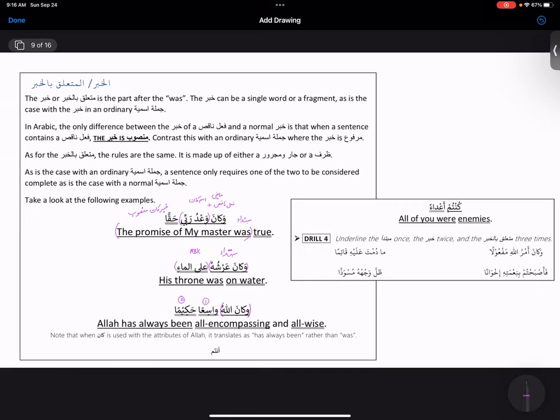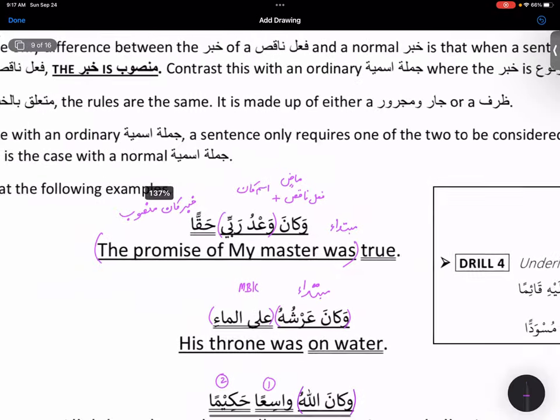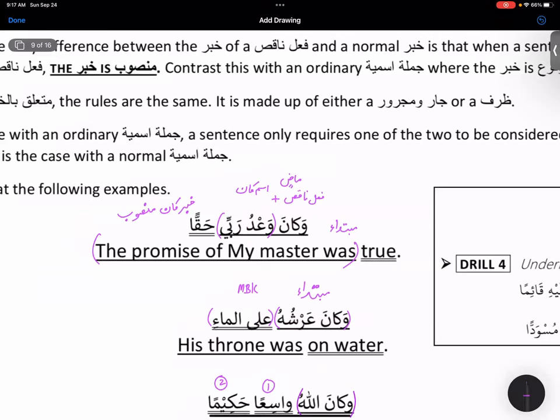So we have Kana, and Kana has the Hua version. When it is Hua or Hia version, we can look for the ism of Kana outside. And how should it look? Marfu. Do we see anything marfu here? Wa'du. Exactly. So Wa'du, Rabbi. Wa'du is related to Rabbi as well, how? Mudaf, mudaf ilayhi. Exactly. So that means Wakana Wa'du Rabbi is one bucket. And then Haqqan is another bucket. That's the khabar.